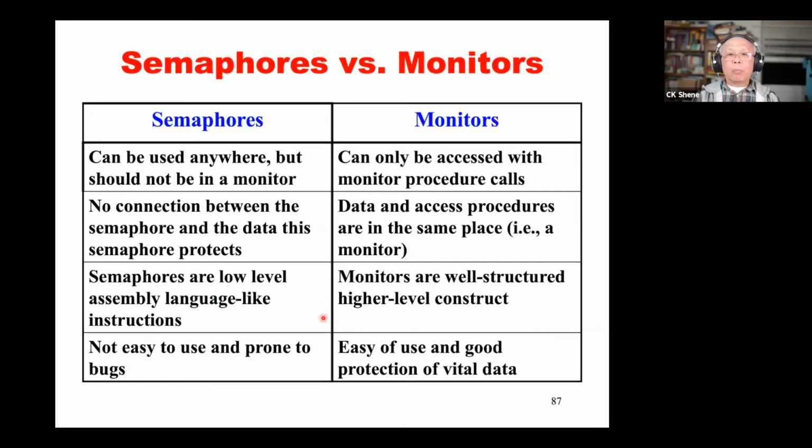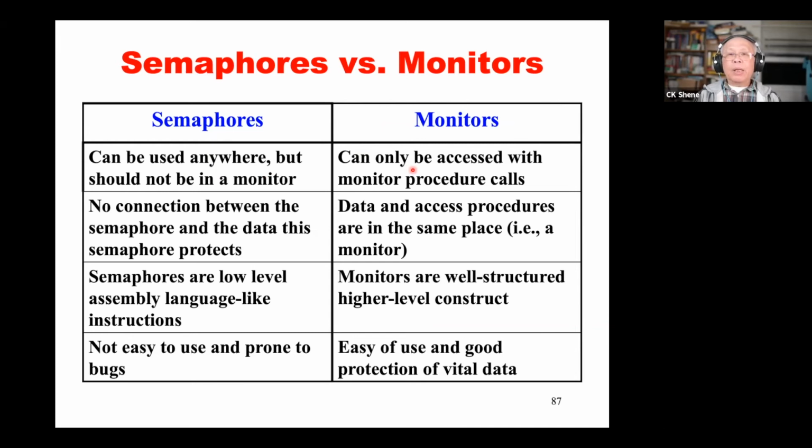Now, let's compare semaphores against monitors. I use a table. This column has a list of the characteristics of semaphores, and this column is for monitors. Now, let's read it row by row. Semaphores can be used anywhere, but should not be used in a monitor. We will explain it later. But as smart as you are, you probably already figured out why. A monitor can only be accessed with monitor procedure calls.